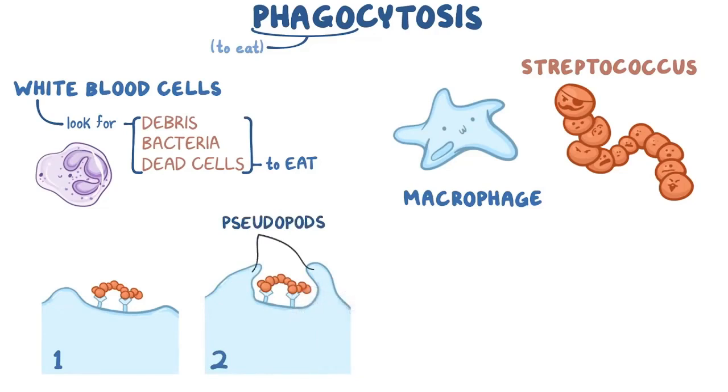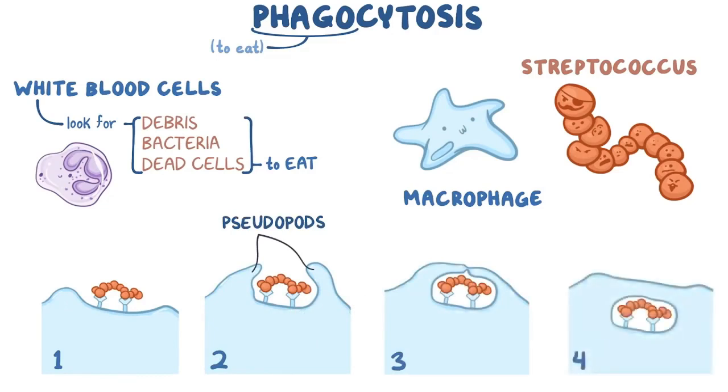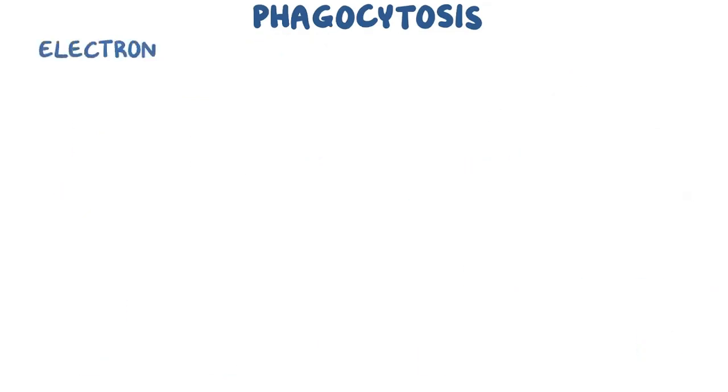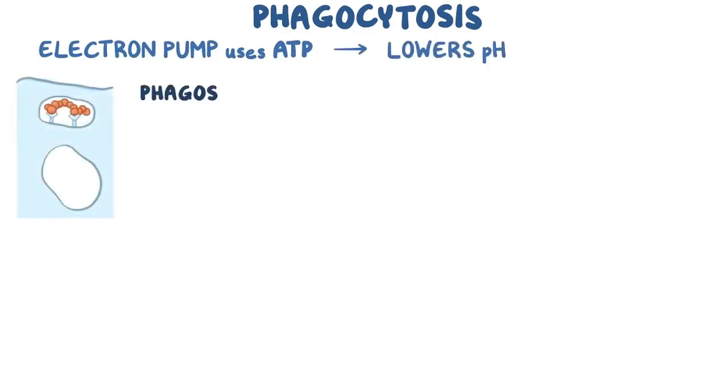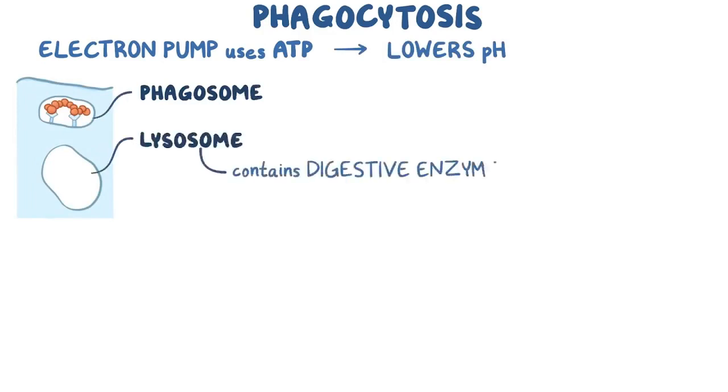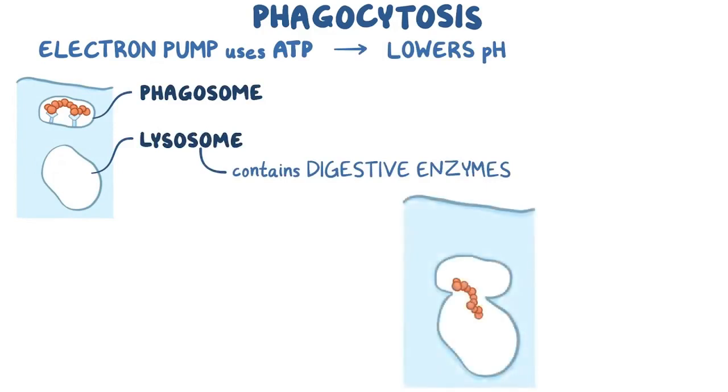Then the strep is slowly engulfed by the cell membrane, which invaginates to form a vesicle on its inner side. The vesicle then separates from the cell membrane, forming a phagosome. During this step, an electron pump uses ATP to pump protons into the phagosome, lowering the pH inside. In the cytoplasm, the phagosome encounters an organelle called a lysosome, which contains digestive enzymes. The lysosome and the phagosome fuse together, merging their contents, forming a structure known as the phagolysosome.